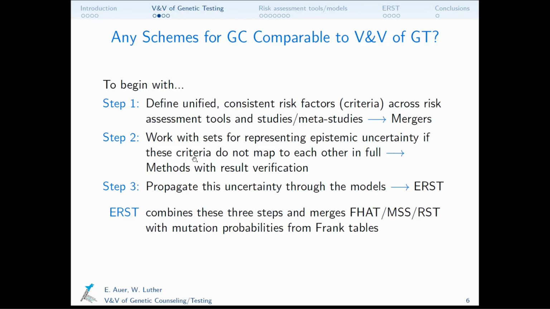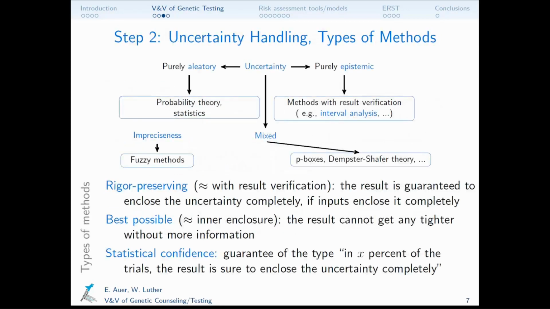We need to work with sets for representing epistemic uncertainty if these risk factors do not map to each other in full. And then using methods with result verification, we can propagate this uncertainty through the models. And we show here one possible example, the extended referral screening tool. So at the second step, we need to handle uncertainty.